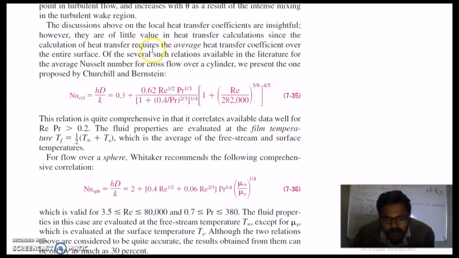So for the calculation of heat transfer, we need the average heat transfer coefficient over the entire surface, and several such relations have been developed. One of the relations for cross flow over a cylinder was presented by Churchill. So this is the relation here.